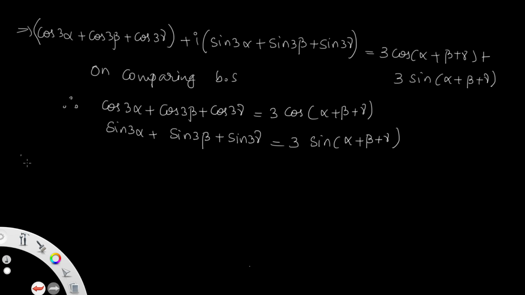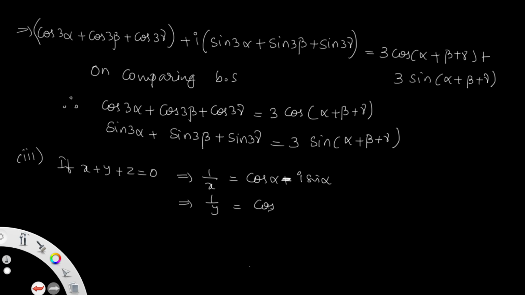For this third bit also, we take x plus y plus z equal to 0. That implies 1 by x can be written as cos alpha minus i sin alpha, and 1 by y equal to cos beta minus i sin beta, and 1 by z equal to cos gamma minus i sin gamma. So all of those we have to add.